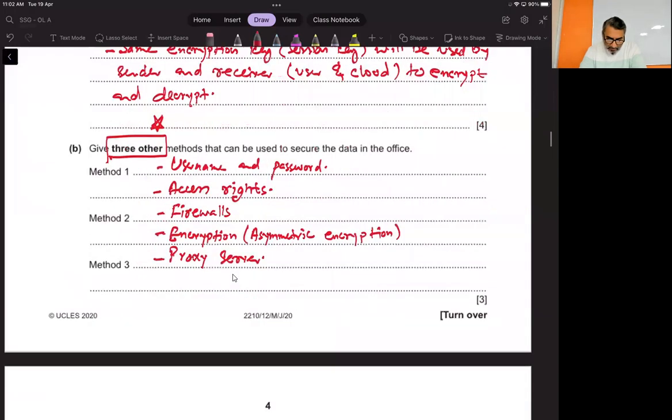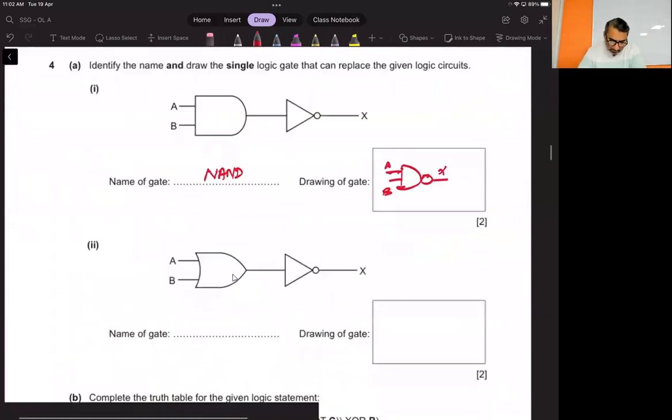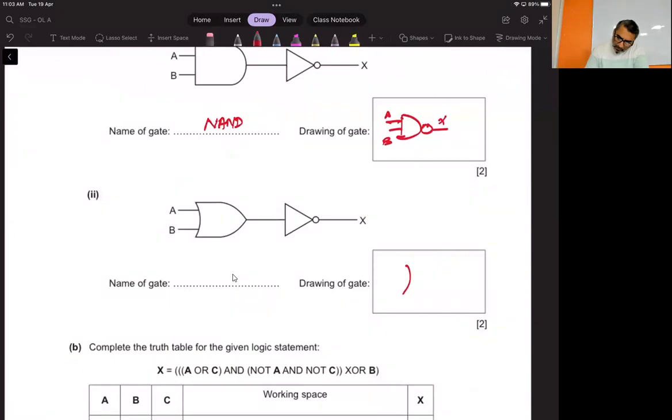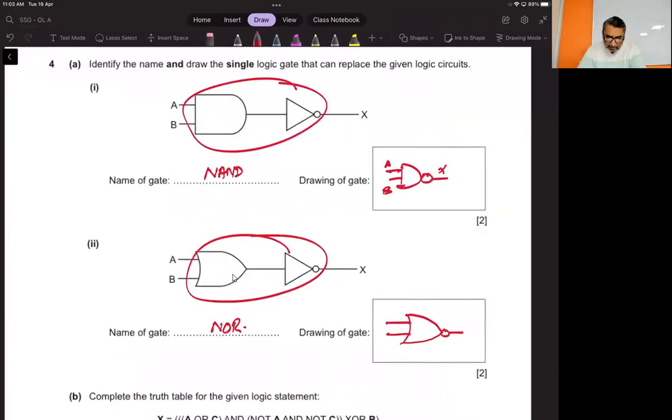Identify the name and draw the single logic gate that can replace this given logic circuit. So this is basically a NAND gate that can replace this. Okay, this can be replaced by a NOR gate, not an OR gate. So basically we are combining these two. Once you combine, you basically get this.